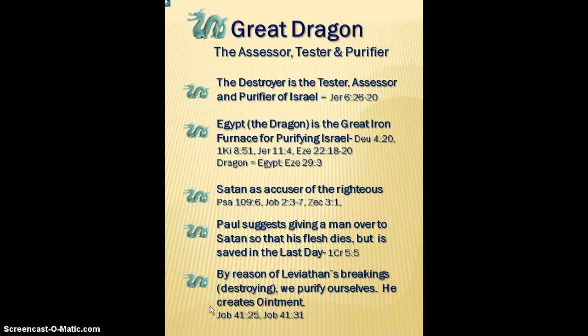And later on, Job says he creates an ointment out of the sea. And we know from Revelation that the sea is people, nations, and tongues. We become the ointment to heal ourselves through this breaking process.